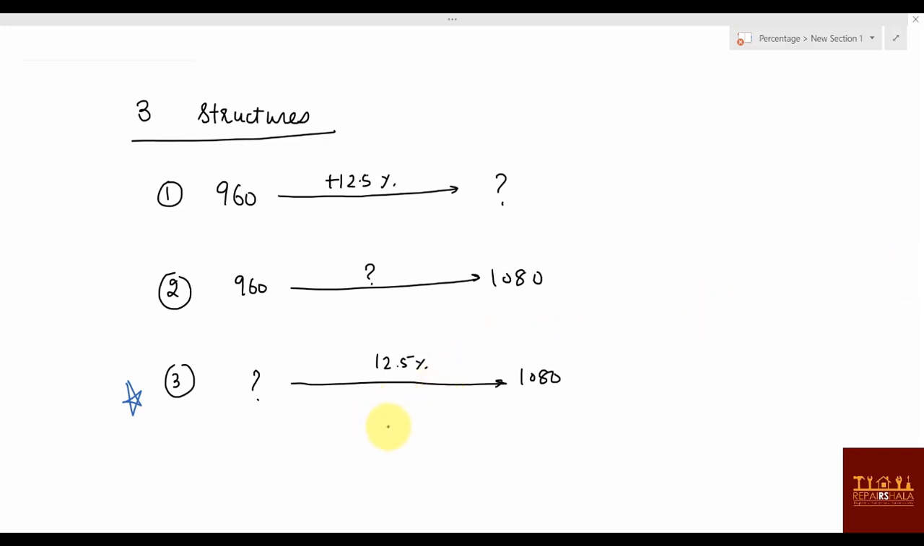So actually how people solve here is like this: x plus x times 12.5% is 1080. Then they divide by 112.5 and get the answer. If you have mastered this and this one, then your life will become easier. If you have not mastered this thing, then your life will actually be difficult. It's better to master this thing. Okay. So now the thing is how we can master these three structures.